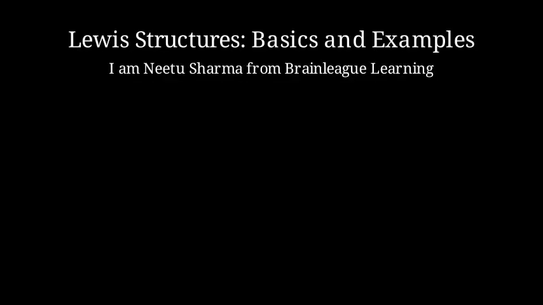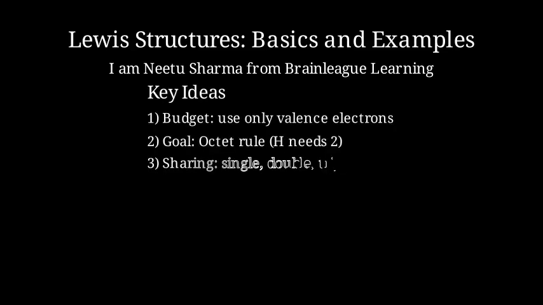Today we will learn Lewis structures using easy, visual steps. We will start with the basic rules, then solve examples like water, carbon dioxide, methane, ammonia, nitrogen gas, and formaldehyde. A Lewis structure is a simple drawing that shows where the valence electrons go.